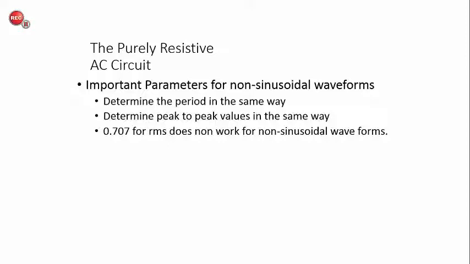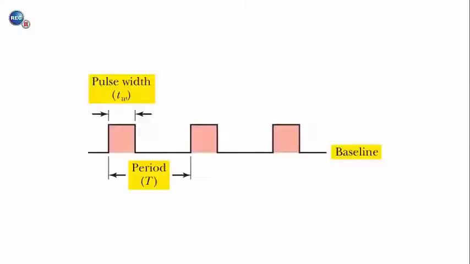But we cannot use the 0.707 times the peak value to find the RMS value. That will not work. That only works for sine waves. It does not work for any other kind of wave. So 0.707 is for sine waves only.